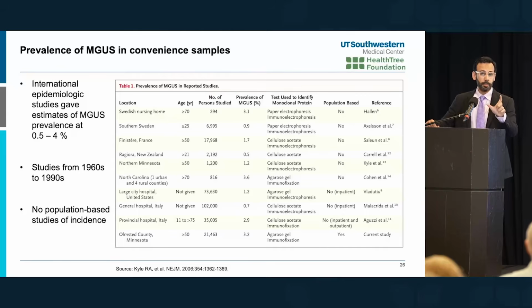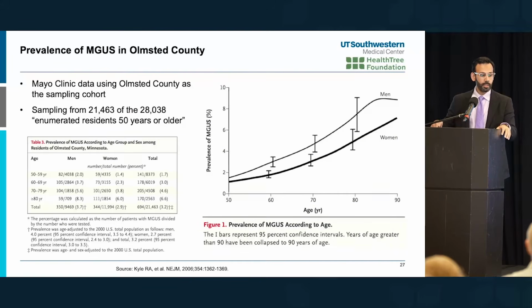He basically did a population-based sampling of Olmsted County, Minnesota, where the Mayo Clinic is housed. And they found that roughly 3 to 5% of the population had a monoclonal protein. They saw a higher incidence in men than women, and its incidence increased with age. So the older a person was, the more likely they were to have this. And you can see some of the breakdown in the table there.